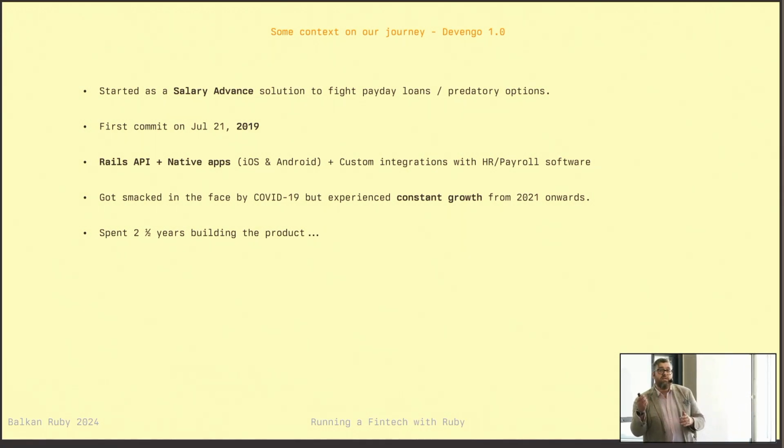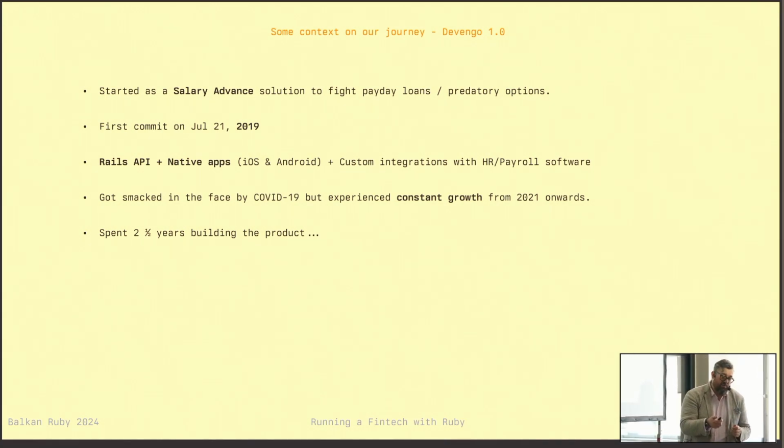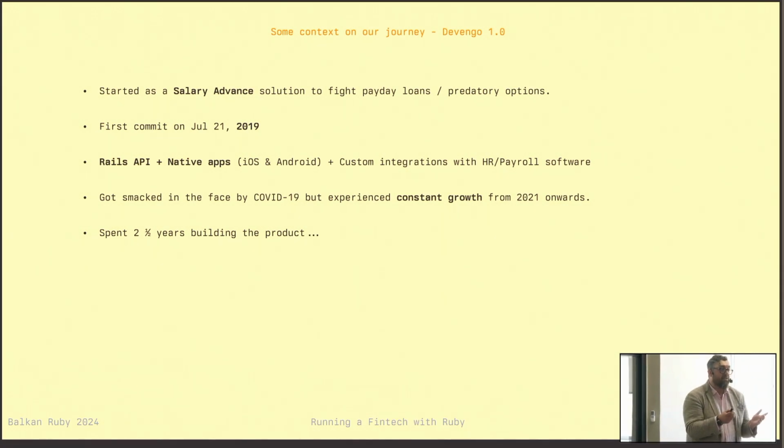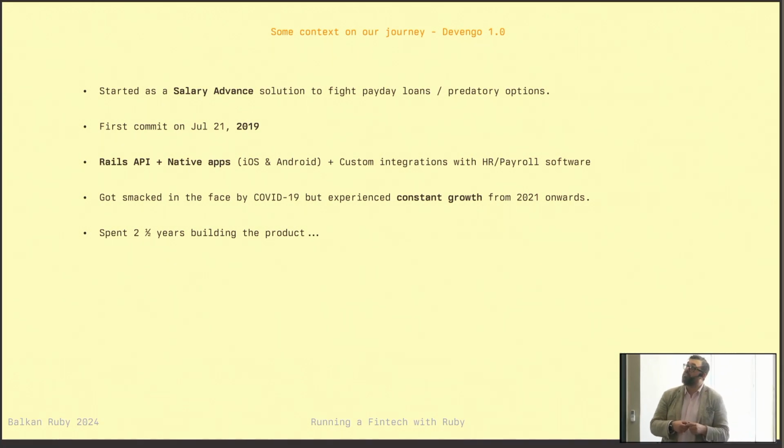We created a system that we provided to the companies, where they could give apps to their workers that allow them to say, 24/7, I need 100 euros because my washing machine broke, and I need those euros now to repair it. So we started doing that. We had a Rails API from the very beginning, a few native apps, and then a lot of custom integrations with the payroll systems. Those were a nightmare.